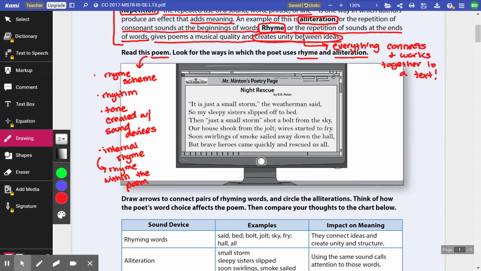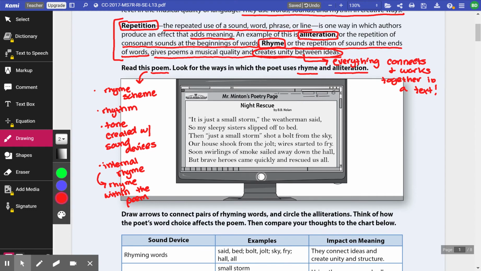All right, so it looks like what we have to look at is a web page on a computer from Mr. Minton's poetry page. The title of the poem we're going to be looking at is Night Rescue by B.B. Nolan. I'm going to box in the title of my poem. Just based on the title, maybe I can assume that there's some type of rescue going on at nighttime, and a synonym for rescue would be save. So maybe someone's getting saved in the middle of the night. We'll see.